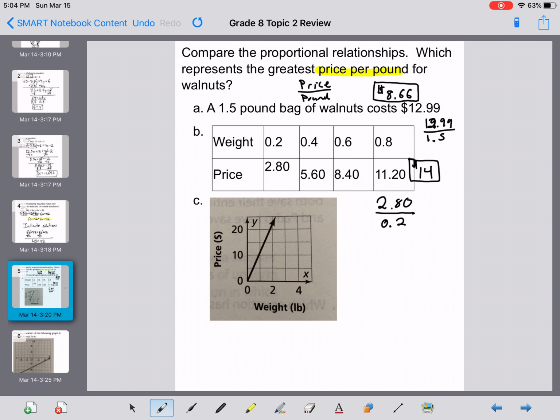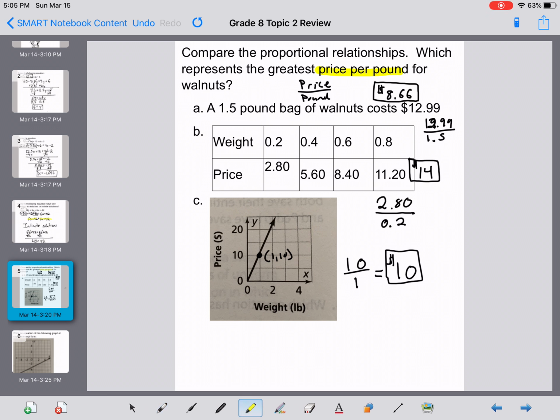Option C, I have to look at my graph. I want to pick a point that's right on my grid. So right here, that's my point because it falls perfectly on an x-axis and on the y-axis. This point is (1, 10). That means that the price is $10 and the pounds is 1 pound. 10 divided by 1 is 10.